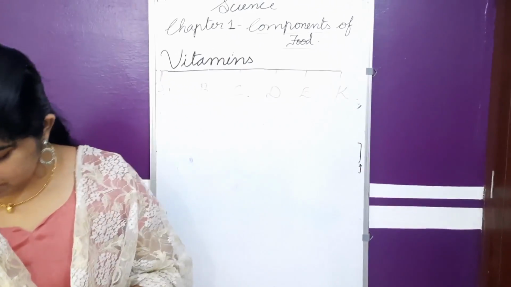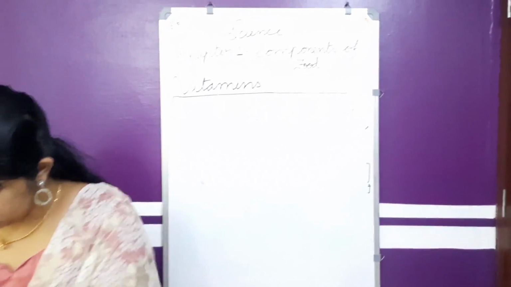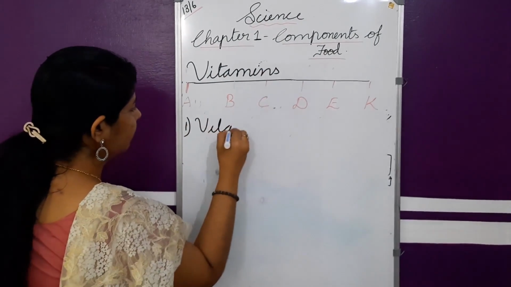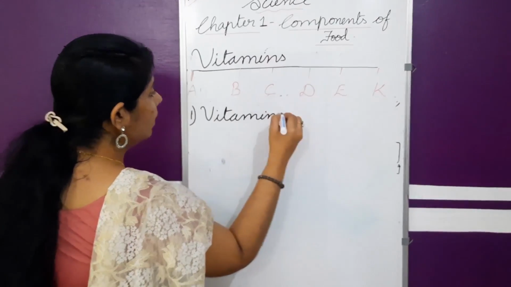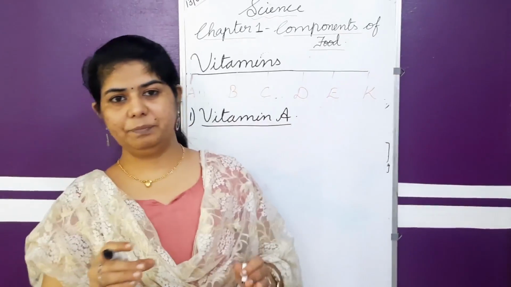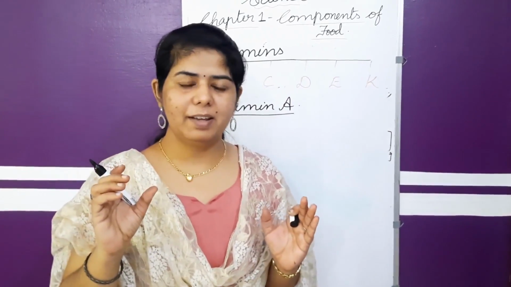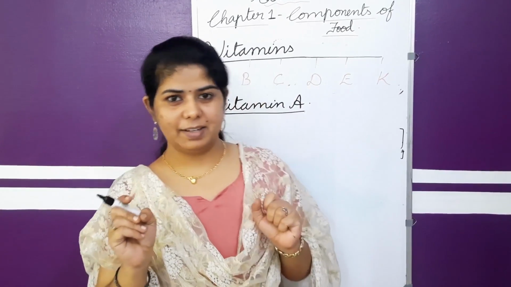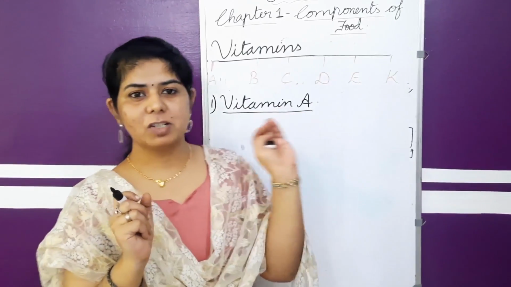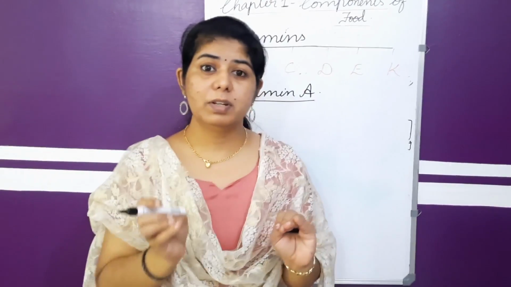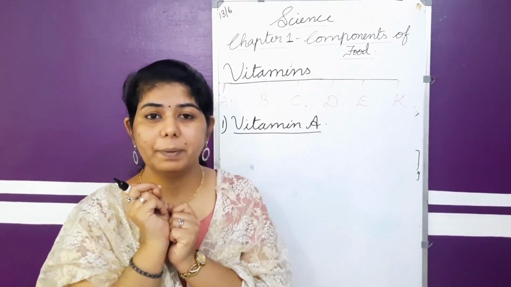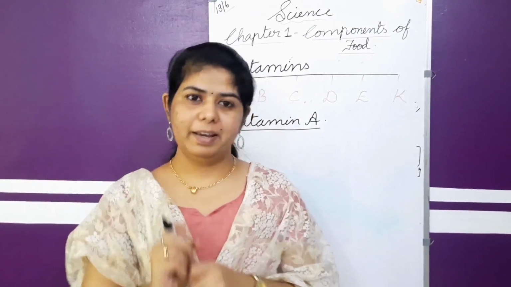Now first we will take the first vitamin, that is vitamin A. How does it help us? If you have food rich in vitamin A, you will have very good eyesight. It improves your eyesight. So that is the function of vitamin A. It helps us to get good eyesight.